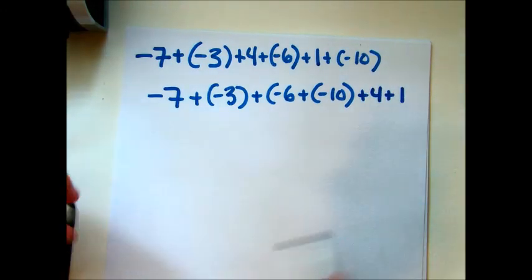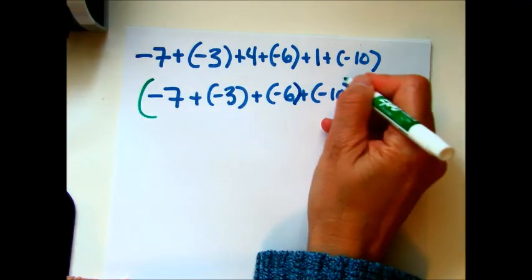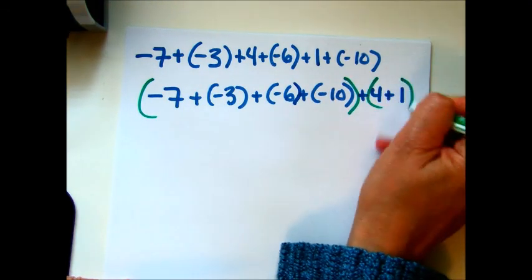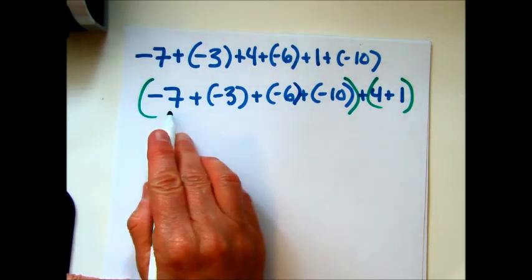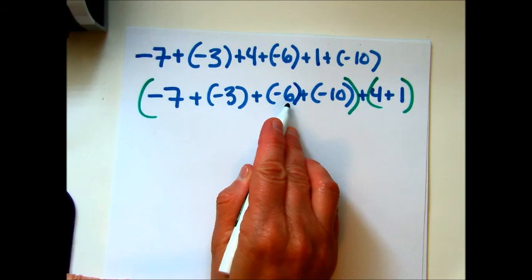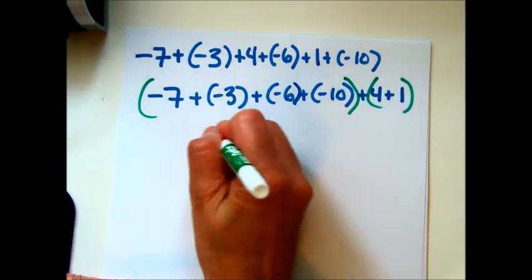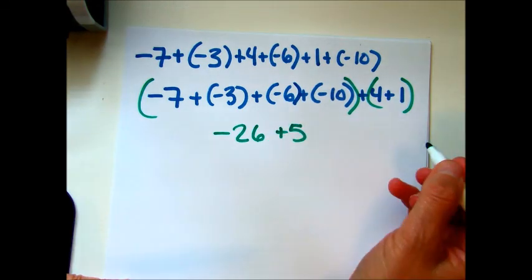Okay, now I want to use associative property, and I'm going to group all my negatives and group my positives. All of these are negatives, so I'm just going to add them. 7 and 3 is 10, 16, 26. That's a -26, and that's going to be a +5.